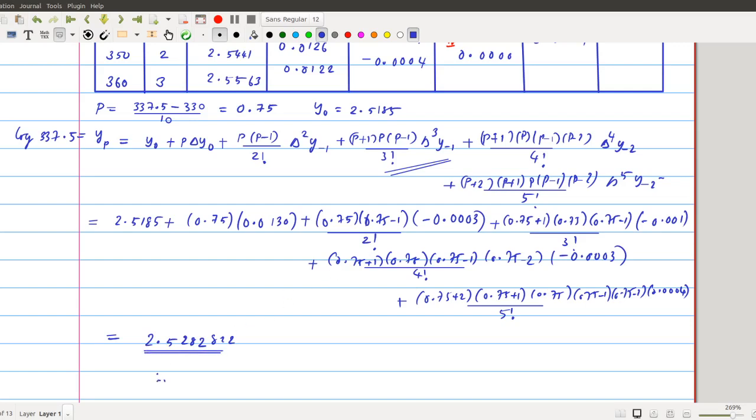This is the value. Then we can set log 337.5 equal to 2.5283. This is the way we use the Gauss forward interpolation formula. Thank you. In the next class we will discuss another central difference interpolation called the Gauss backward interpolation formula.